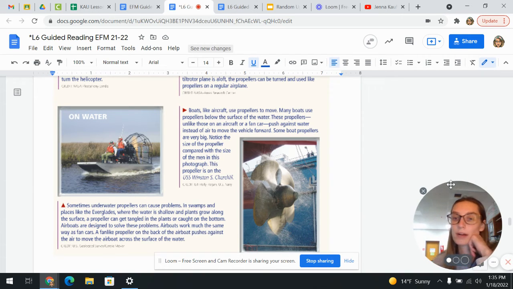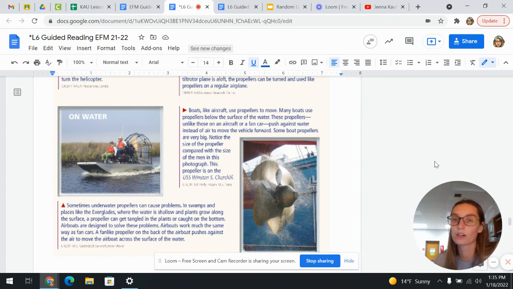Airboats work much the same way as fan cars. A fan-like propeller on the back of the airboat pushes against the air to move the airboat across the surface of the water. So that's what you're seeing here in this photo, an airboat. And then moving over here to the right.